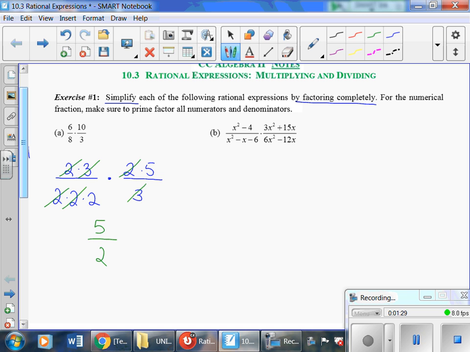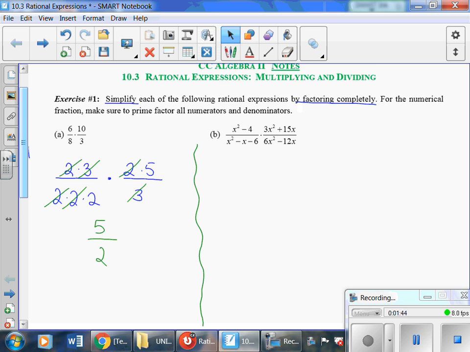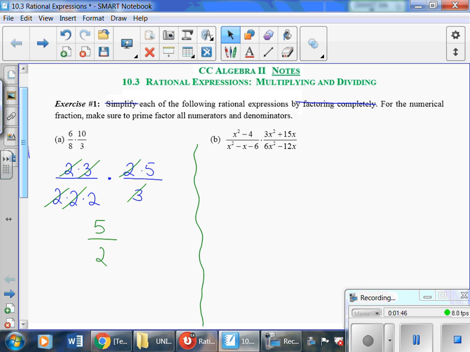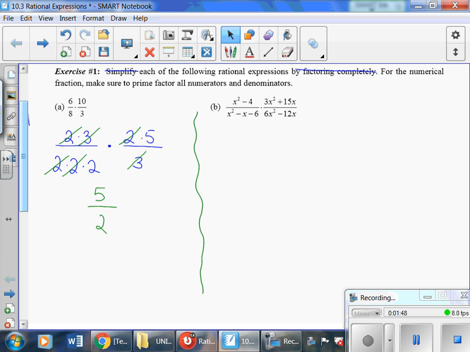All right, so make sense of that. And we will move on to a true rational expression in letter B. All right, so we're going to do the same thing. So when we have rational expressions, we are simply going to factor the numerators and the denominators just like we did with the numbers on letter A.